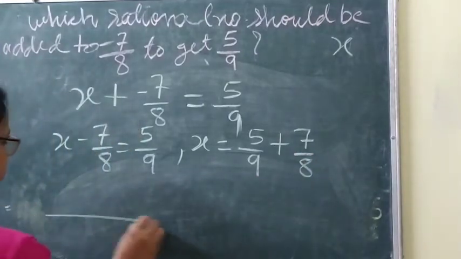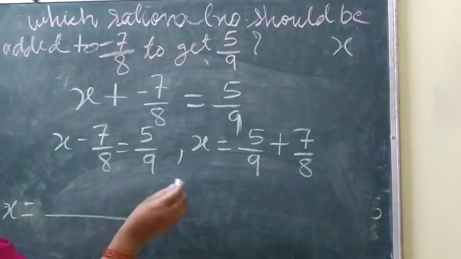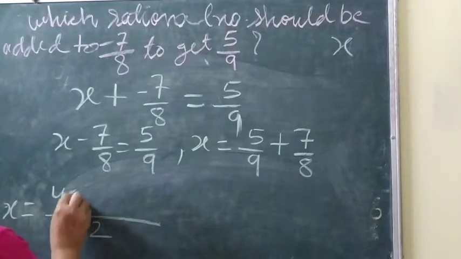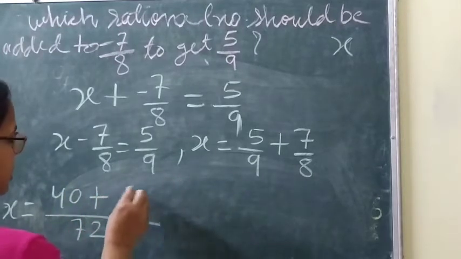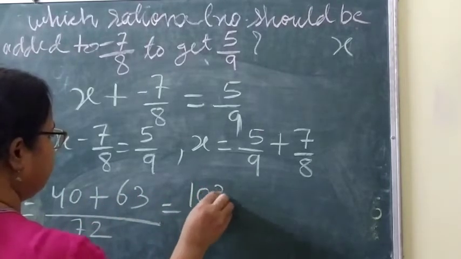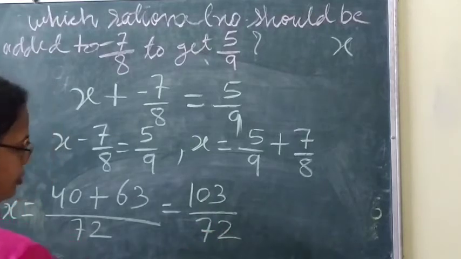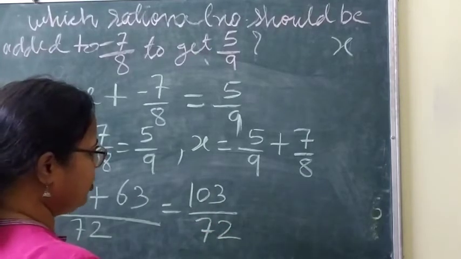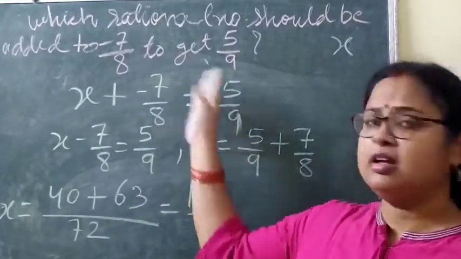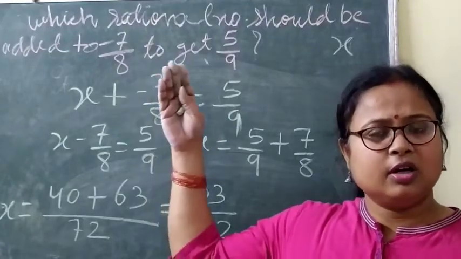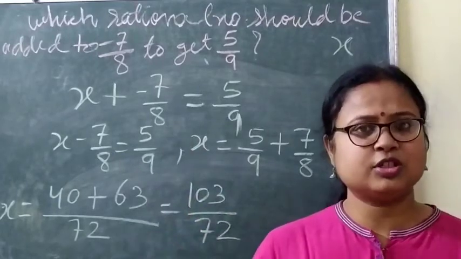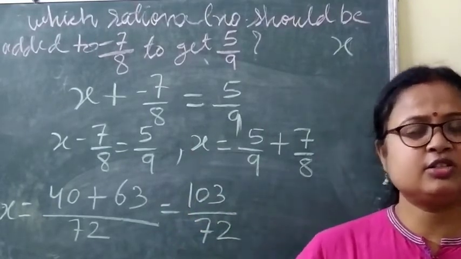So when you solve it, x will be equal to what? X will be equal to LCM 72. 9 8s are 72, 8 5s are 40 plus 9 7s are 63, 103/72. 103/72. This will be the answer. 103/72 is the answer. I think now the process is clear. How you can write the equation. This is very important. And after writing the equation, you know the process how to solve it. Okay. Now let's do the next question.